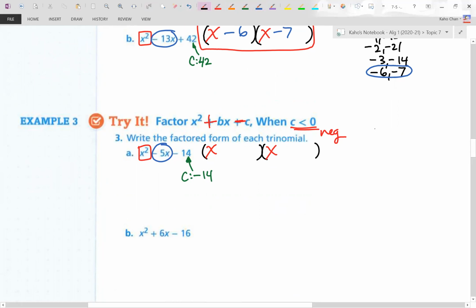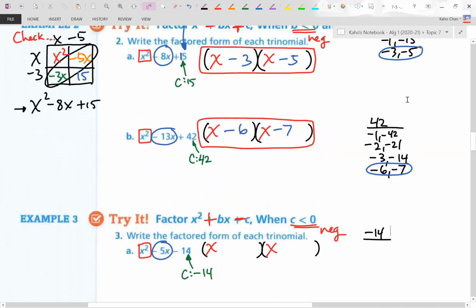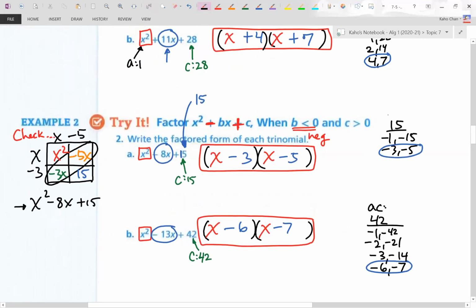And a lot of times you'll hear me call this guess and check, right? So in this case, negative 14, what are all the possibilities? And by the way, this, I'll eventually mention, this is A times C. 1 times whatever, okay? A times C. I should probably emphasize that from earlier too. Sorry about that.